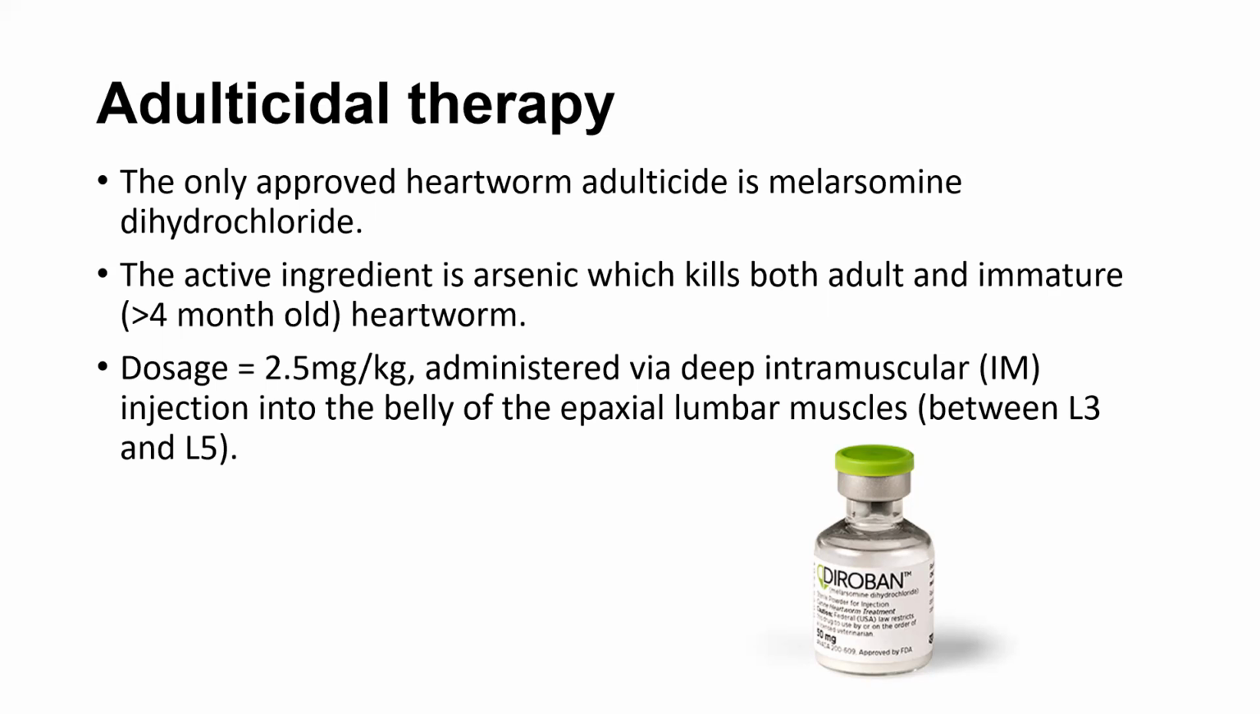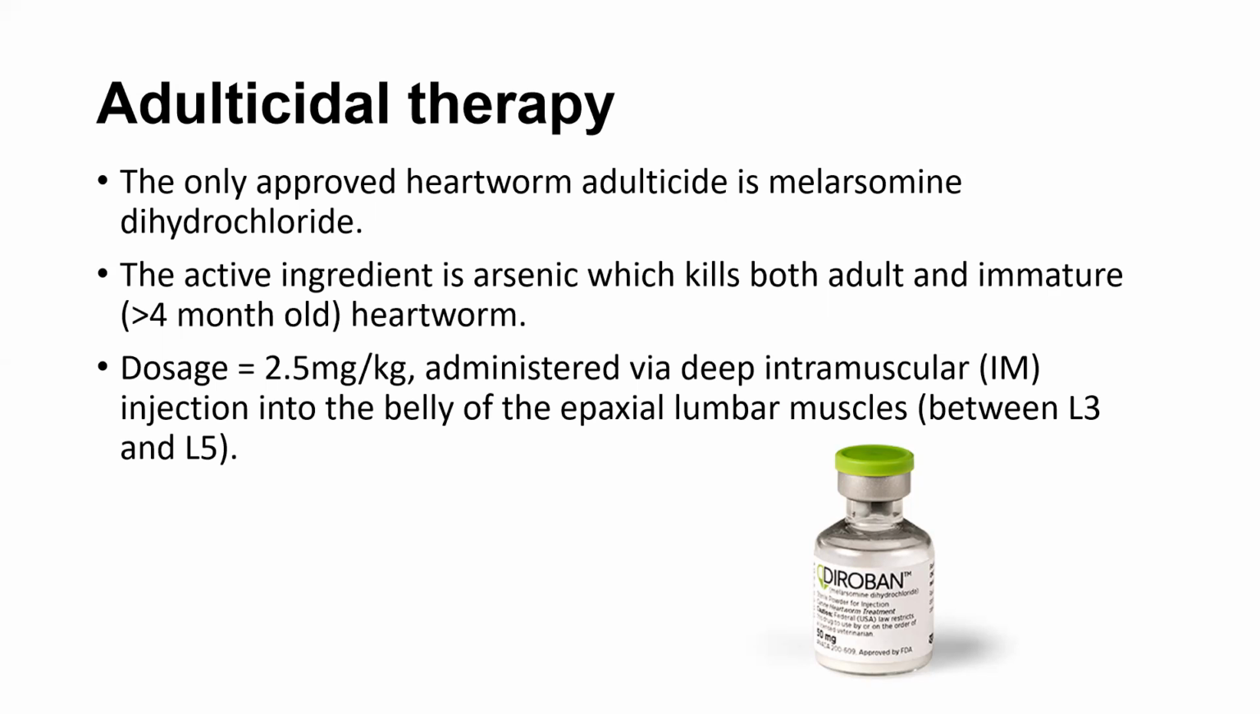Adulticidal therapy. The goal of any heartworm treatment is to improve the clinical condition of the animal and to eliminate all life stages of the heartworm with minimal post-treatment complication. The only approved heartworm adulticide is melarsomine dihydrochloride. The active ingredient is arsenic, which kills both adult and immature heartworm.